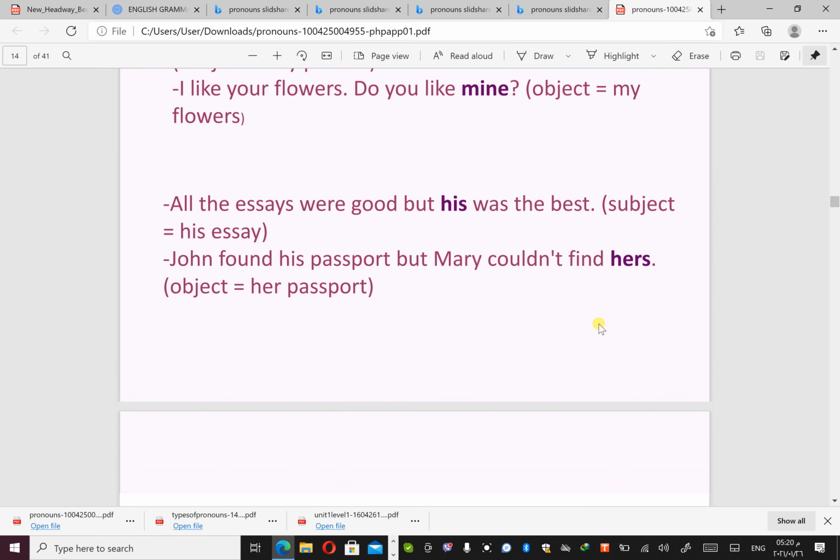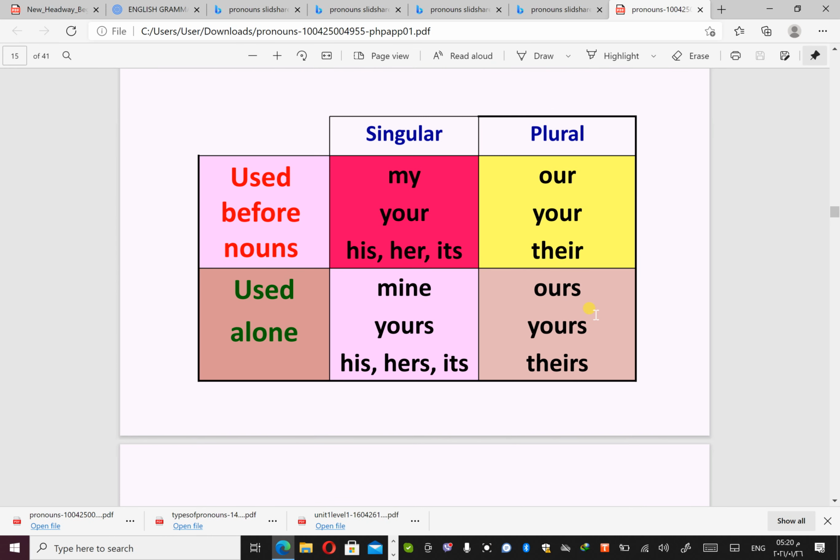Okay, but if it comes with a noun, it is treated as an adjective and should come with a noun. For example, for singular: my book, your book, his book, her book, its book. For plural: our book, your book, their book. So if it comes with a noun, it takes this form. If it comes without a noun, it should be mine, yours, his, hers, its, ours, yours, theirs.